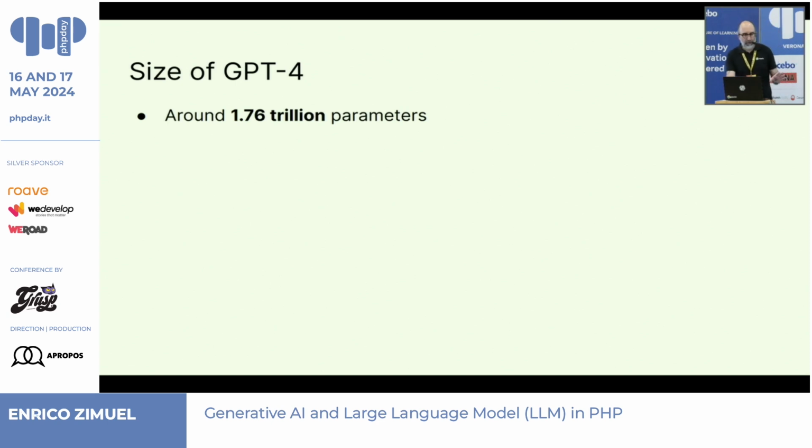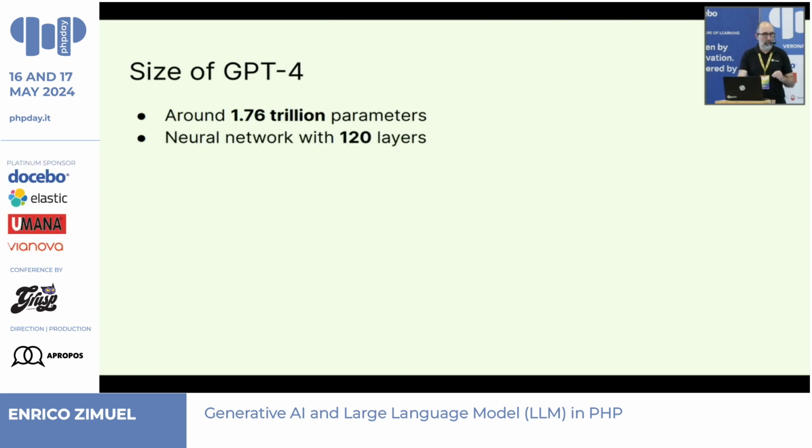So just to give you some data, GPT-4 has 1.76 trillion parameters. So imagine this giant matrix of numbers. More than 120 layers. It can process up to 25K words at once, so in parallel.